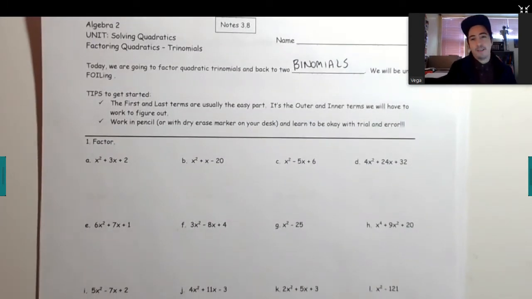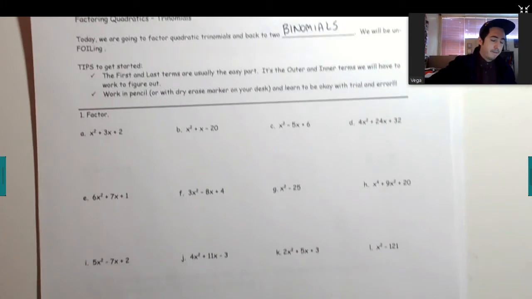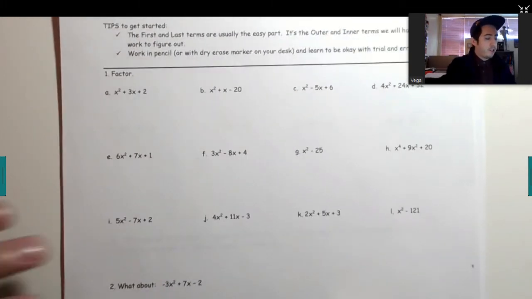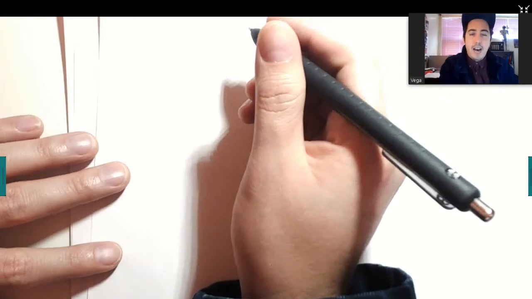So some tips here. The first and last terms are usually the easy parts. It's the outer and inner terms that we have to work to figure out. And there's a couple ways to do it, and an X method that some people like. I'm going to show you how I do it. Okay, so again, before we quite get into it, factoring is like multiplying. It's the opposite of multiplying, right?